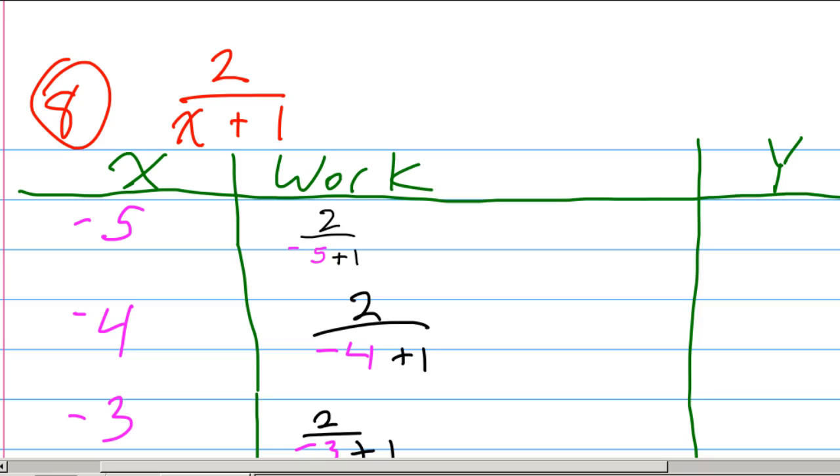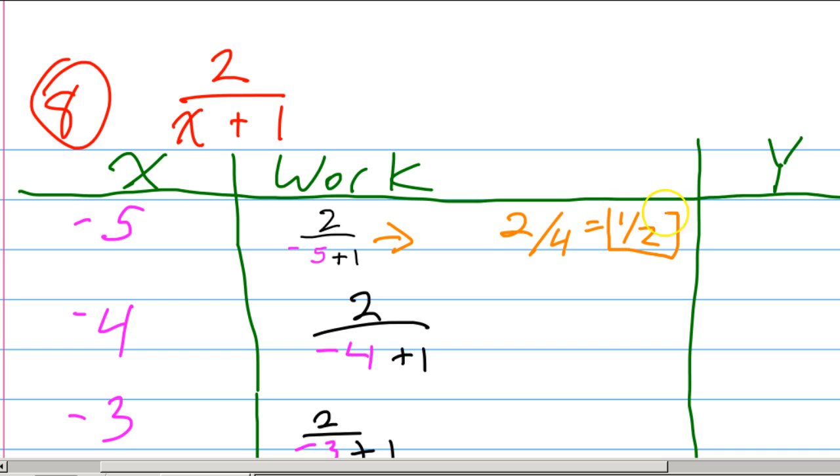So in problem number 8, we're given 2 over x plus 1, and I've already set up some of my x values and already put in some of the work here. Just to speed this up a little bit, I notice that in the first fraction here, the 2 is always going to be a 2 in the top, but negative 5 plus 1 is going to be a negative 4. So this actually is going to reduce down to 1/2.